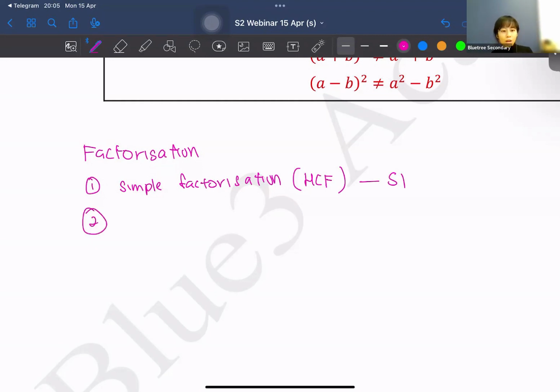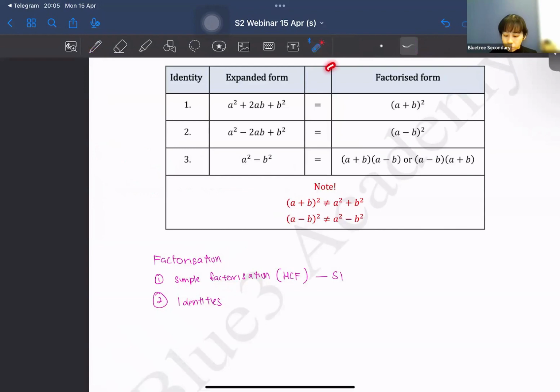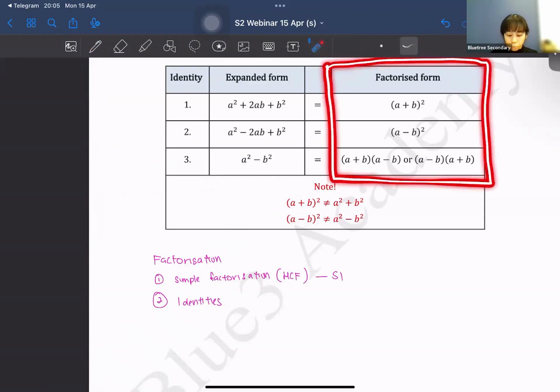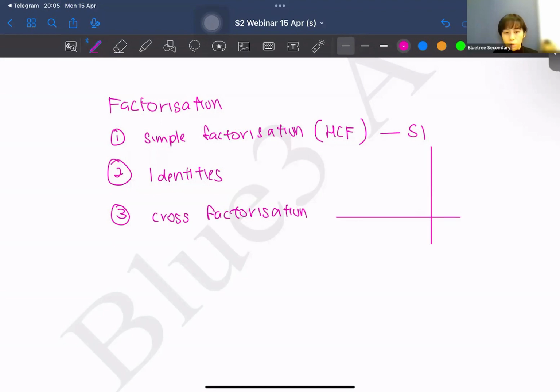The second method of factorization is what you learn in Sec 2, that is going to be your identities. So you learn the 3 identities, which is what I listed in the table above. We are looking at these 3 factorized forms. The third form of factorization is your cross factorization. So for clarity's sake, what the cross factorization is, is essentially this table thing that I'm talking about. And the last form of factorization will be your grouping.